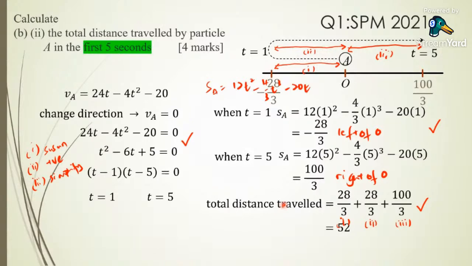Jangan lupa, we have 3 parts. Number 1, from starting point to this one. And then when it change direction from this one until O. And then from O until T equals to 5. So kita akan dapat 3. And then the last one should be 52. Okay. So kita masih soalan yang pertama. Okay, so that's it for question number 1. Let's go to question number 2.